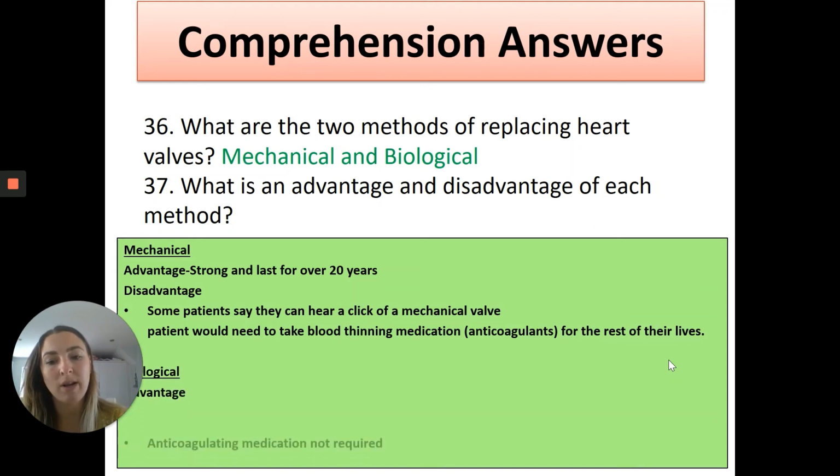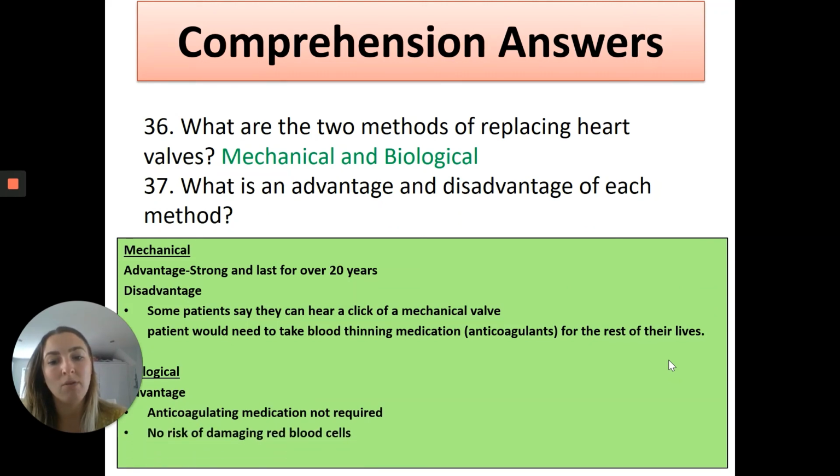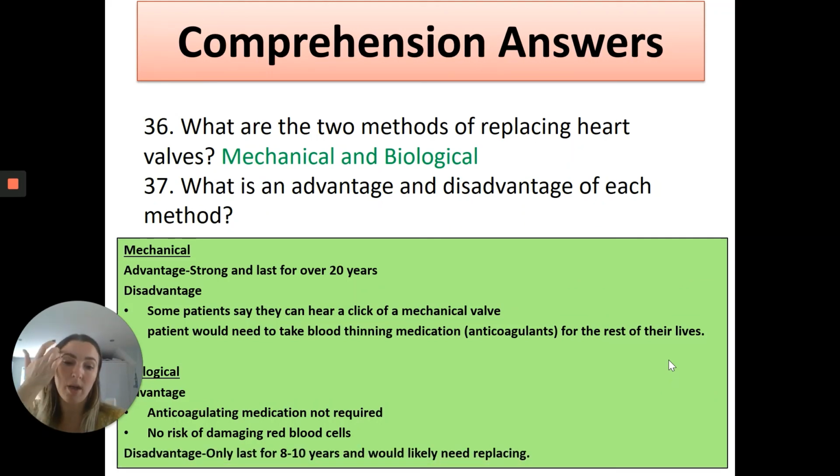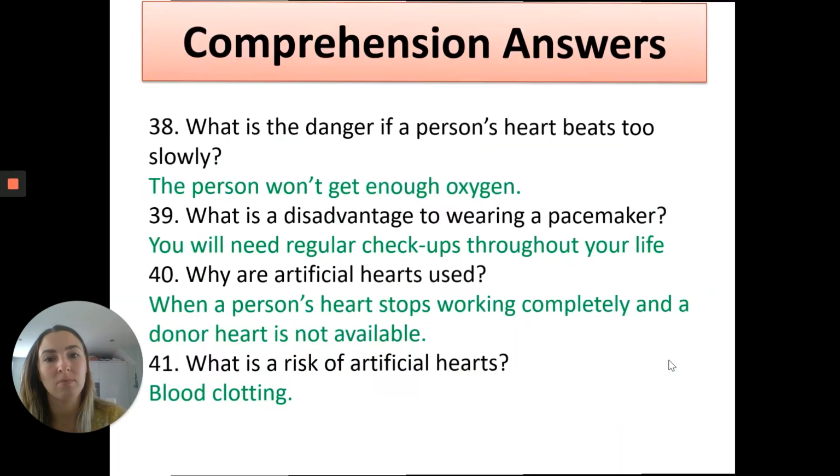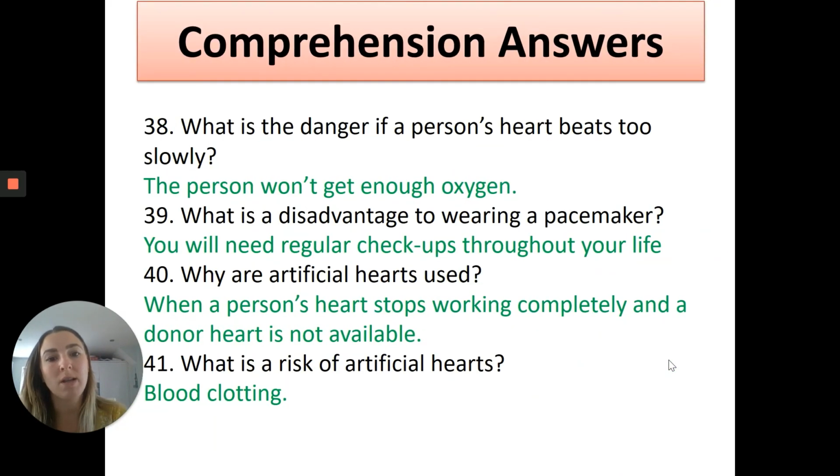Biological advantage, you don't need the anticoagulation medication. There's no risk of damaging those red blood cells. The disadvantage is that it hardens, so therefore it only lasts for about 8 to 10 years. What is the danger if a person's heart beats too slowly? The person's not going to get enough oxygen.